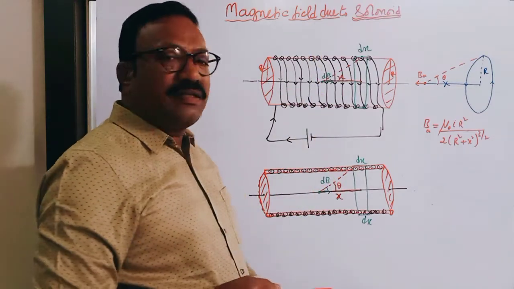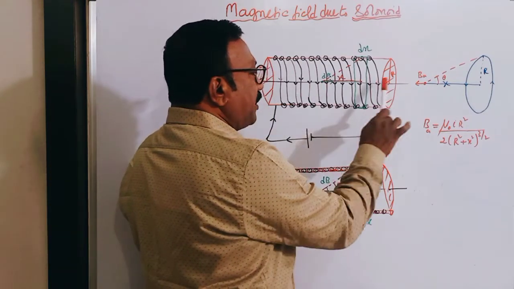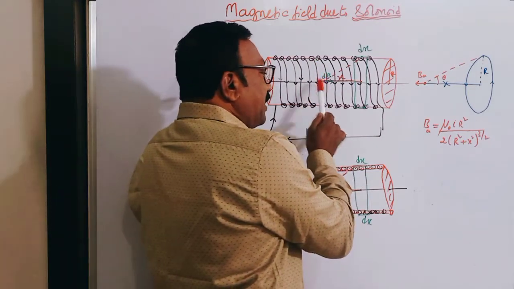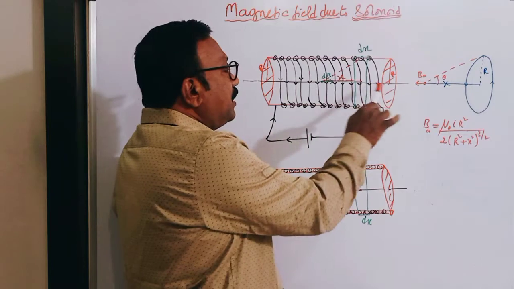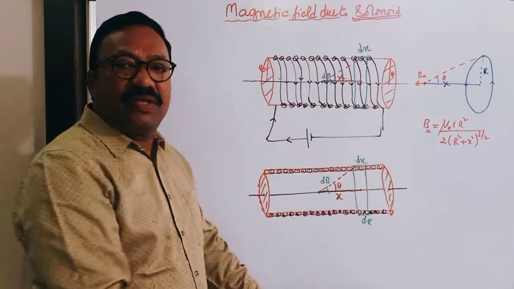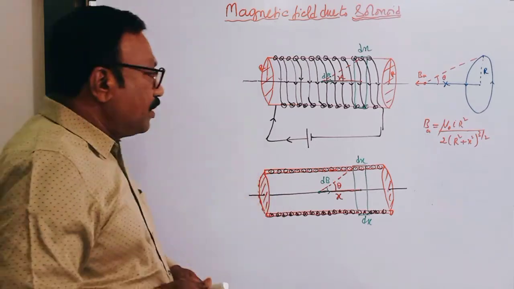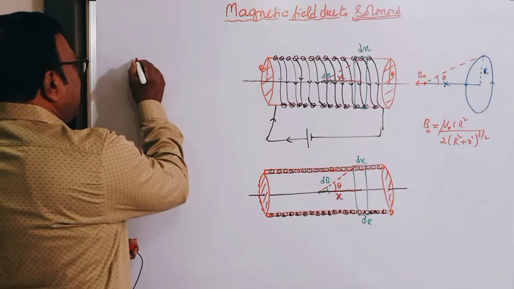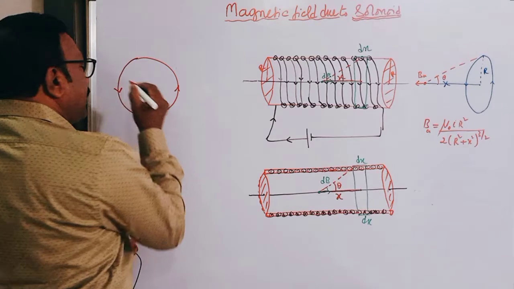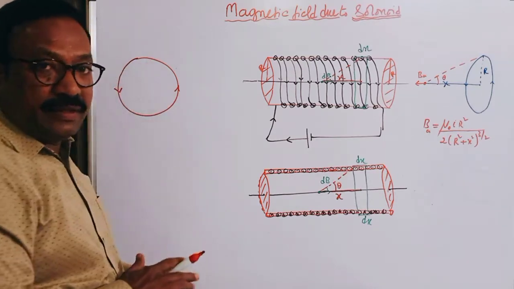So what are we going to do now? We have to determine the magnetic field at any point. We have to derive an expression to calculate the magnetic field on the axis of a solenoid. So before going to this, let us see the direction of the magnetic field. You know, if you have a circular conductor in which the current is flowing like this, then there will be a magnetic field at the center.